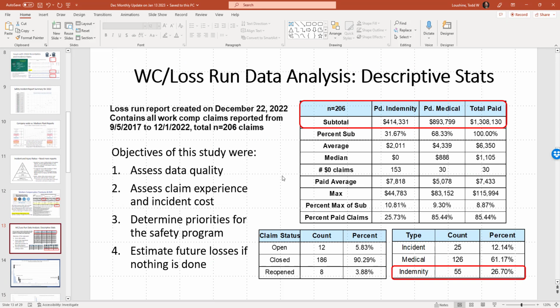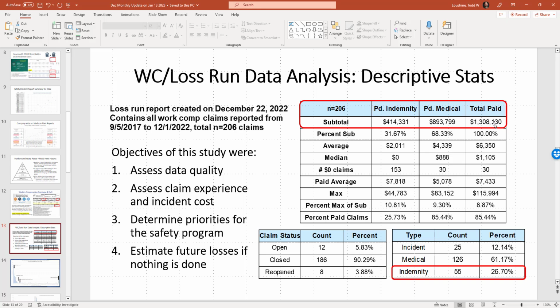So I completed, for the most part, about 90% of the loss run data analysis. So this is what you're going to be doing this week. These are actually the numbers you should be getting this week. The loss run report was created on December 22nd of 2022, and contains all the work comp claims from September 5th of '17 to December 1st of 2022, because that was the last one filed. Total of 206 claims. And then here's the breakdown.